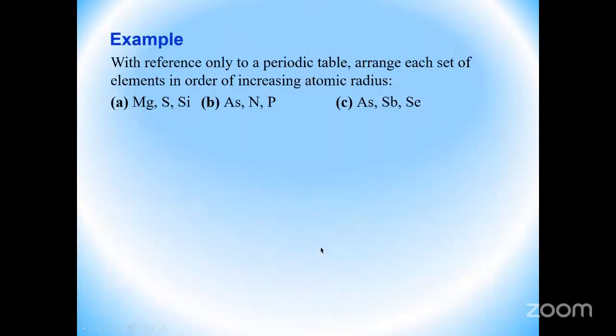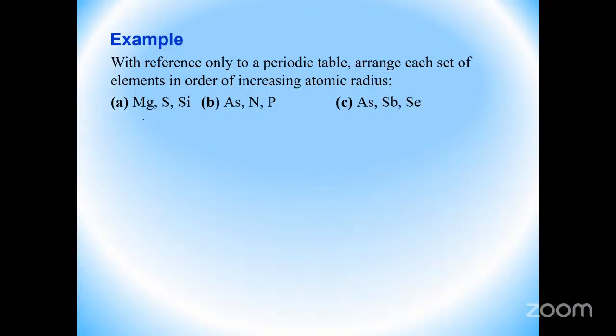Okay, so this question says, with reference only to a periodic table, which we have here, arrange the following elements in order of increasing atomic radius. So remember, going down the group, the atomic radius increases. Going left to right, the atomic radius decreases. You need to remember that, right? So let's look at the first one. Magnesium, sulfur, and silicon. So let's look at their positions in the periodic table, all right?